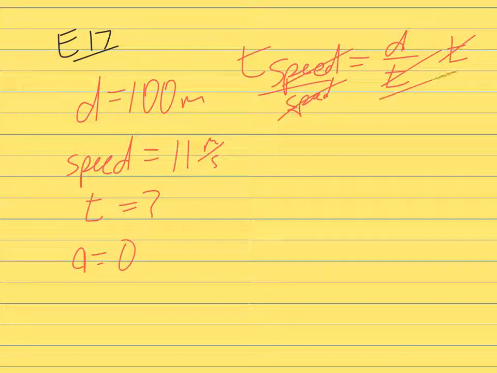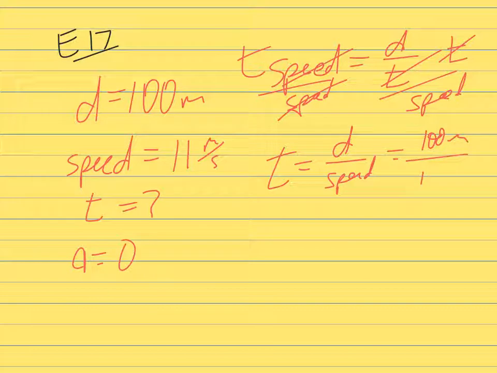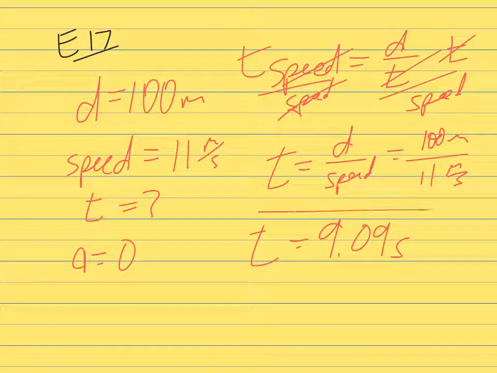So that divides out. That leaves us with a time equal to distance divided by speed, which is equal to 100 meters divided by 11 meters per second, giving us a time of 9.09 seconds. All right.